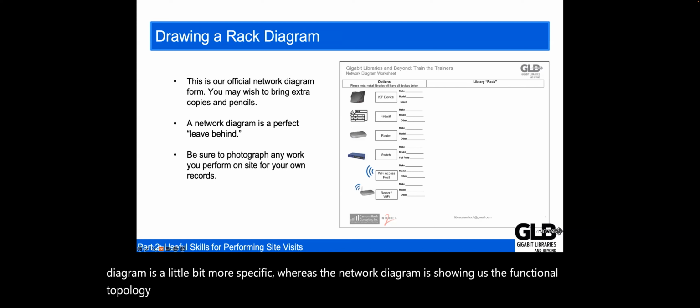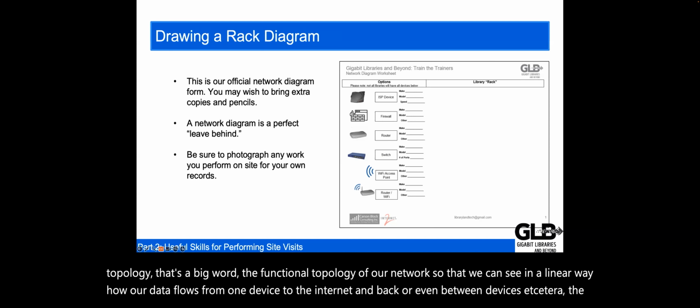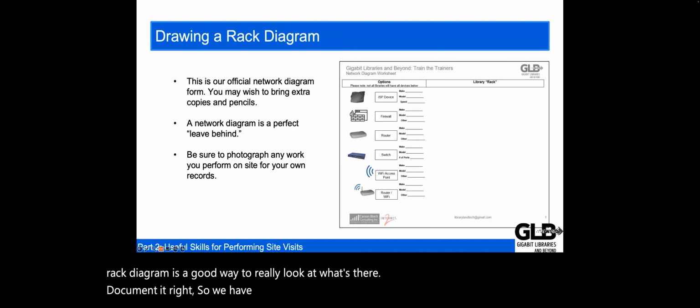Well, that's a big word. The functional topology of our network, so that we can see in a linear way how our data flows from one device to the internet and back, or even between devices, etc. The rack diagram is a good way to really look at what's there and document it, right? So we have different things suggested on the left with pictures that will help. It doesn't include everything, but it's got most of them.